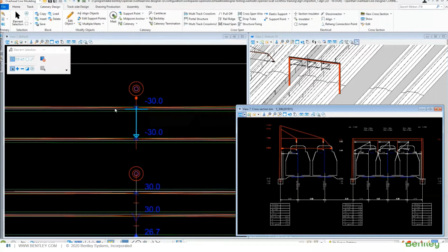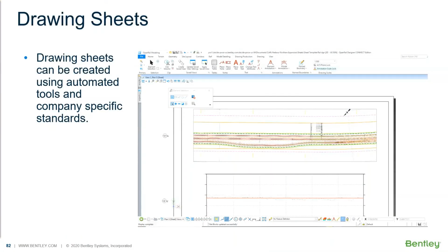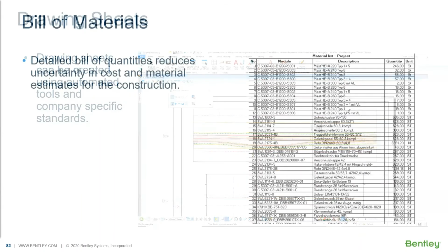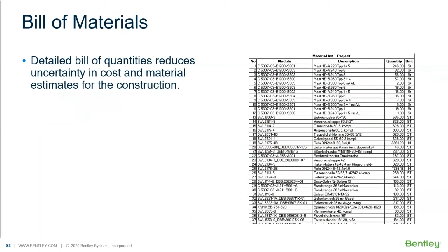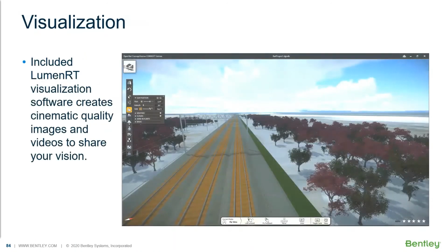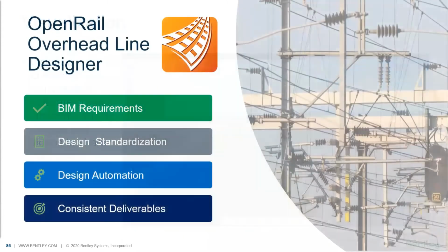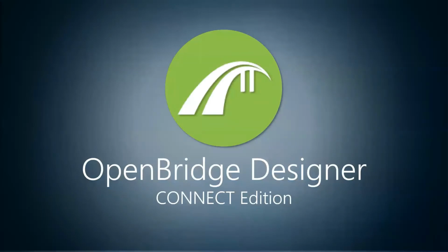Okay, so this is just to show the drawing production. Yeah, because you can produce drawings with all the components and their locations, and the bill of materials as well. And then at the end, I can produce the similar visualization like what you saw in OpenRail earlier. So yeah, basically that is the feature of the OpenRail Overhead Line Designer.